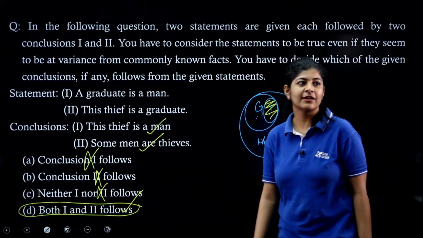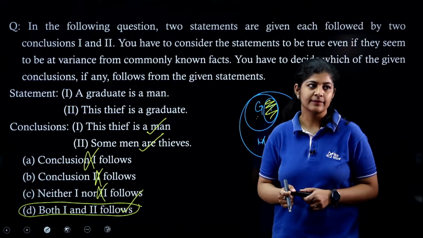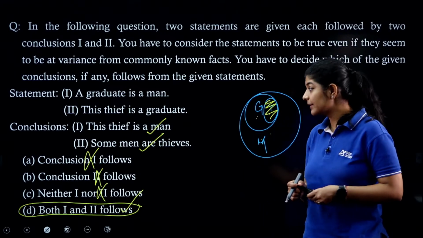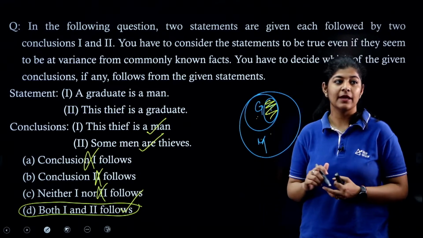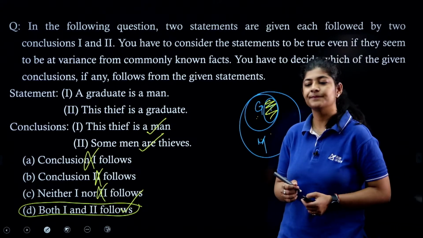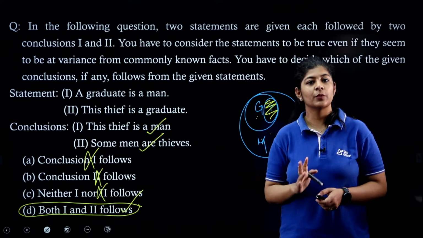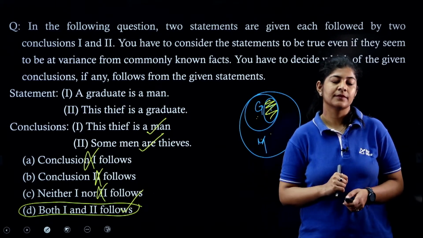Both first and second follows over here. Paramesh, you just simply need to check the diagram. I guess you made the wrong diagram. That's why you are getting B as your answer. Option number D is the correct one. Both conclusion 1 and 2 follow over here.